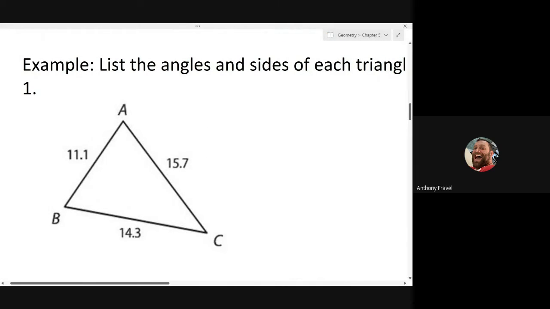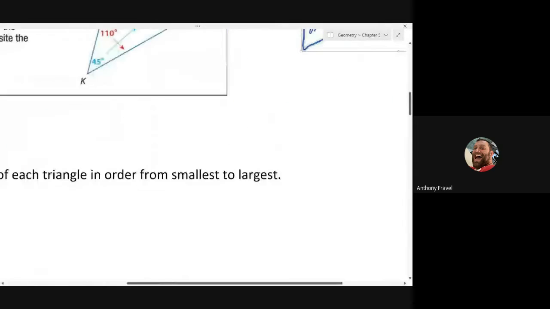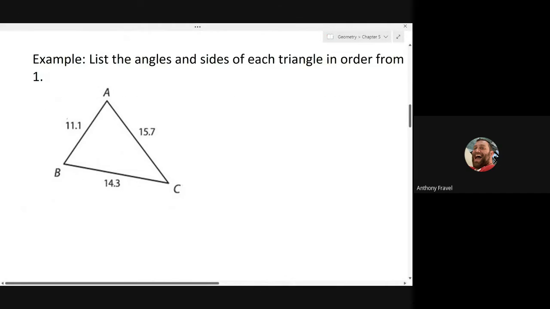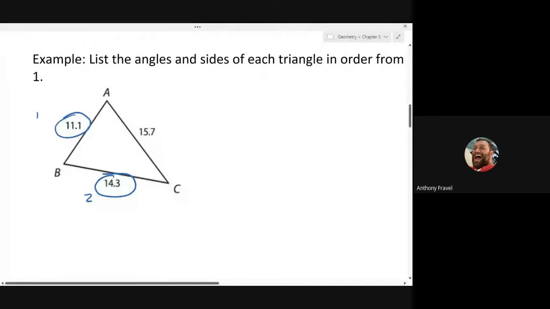All right, I'm going to go into some of these examples with you. We're just looking at this very first triangle. It says to list the angles and the sides of the triangle in order from the smallest to the biggest. I just wanted to zoom in so that you could see it a little bit better. So we've got the triangle here. It shows you all three sides of that triangle. You've got the 11.1, the 14.3, and then the 12.5.